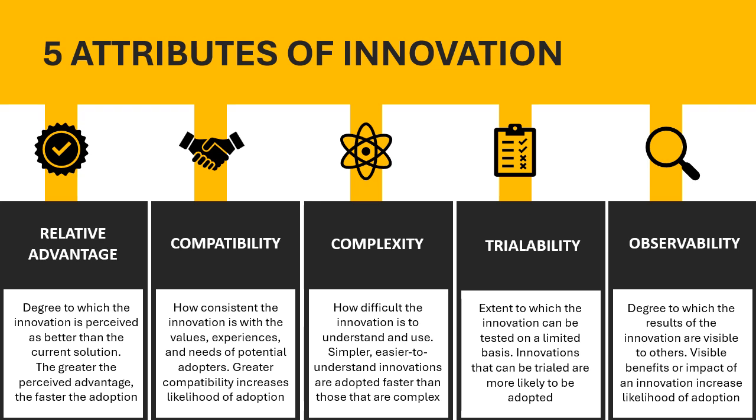Complexity. How difficult the innovation is to understand and use. So the simpler, the easier to understand, the faster the adoption rate. Trialability. The extent to which the innovation can be tested on a limited basis. So innovations that can be trialed are more likely to be adopted. And observability. This is the degree to which the results of the innovation are visible to others. So when we can see the benefits or the impact of the innovation, the likelihood of adoption increases.